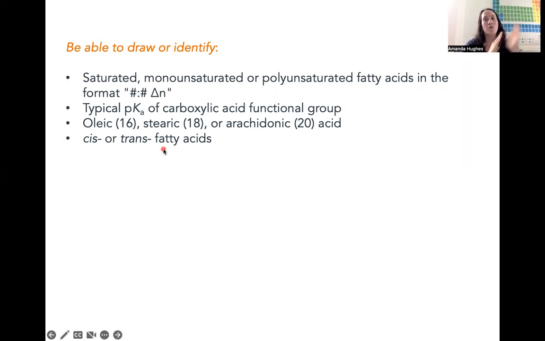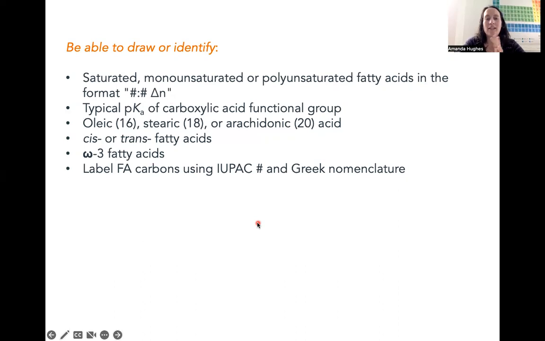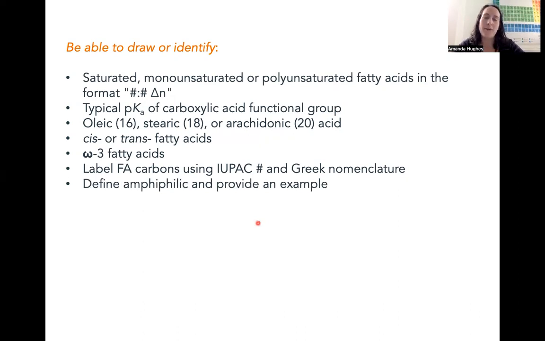You should be able to draw or identify a cis or trans fatty acid just based off its structure. You should be able to identify or draw omega-3 fatty acids. You'll need to label fatty acid chains using the IUPAC numbering system, so starting with carbon 1 at the carboxylic acid all the way to whatever, and then the Greek nomenclature as well. You should be able to define amphiphilic and provide an example of an amphiphilic molecule besides a fatty acid. So find another one out there to give me an example of.